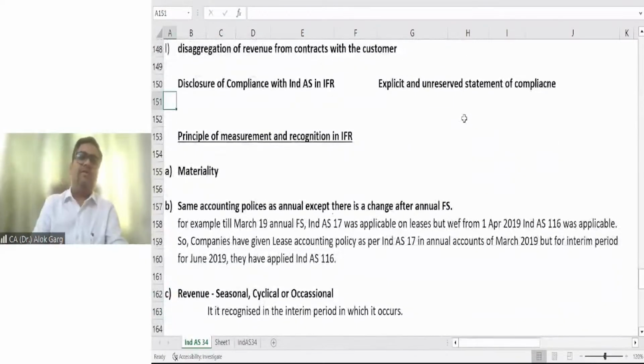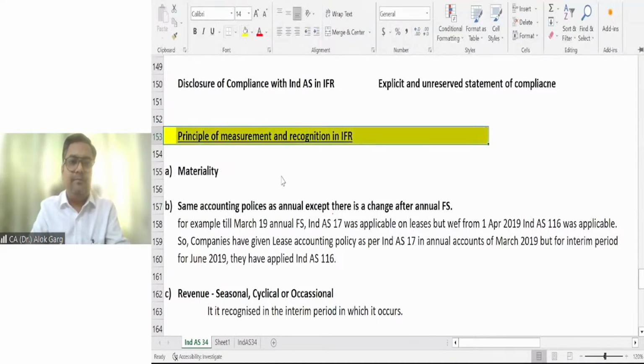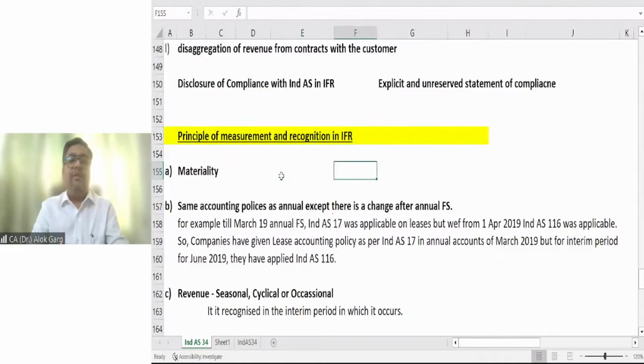Okay, so let's talk about the principle of measurement and recognition in the interim financial report. The first principle is materiality. And what does it mean? Friends, for example, in the full year, the company has a profit of 500 crores.